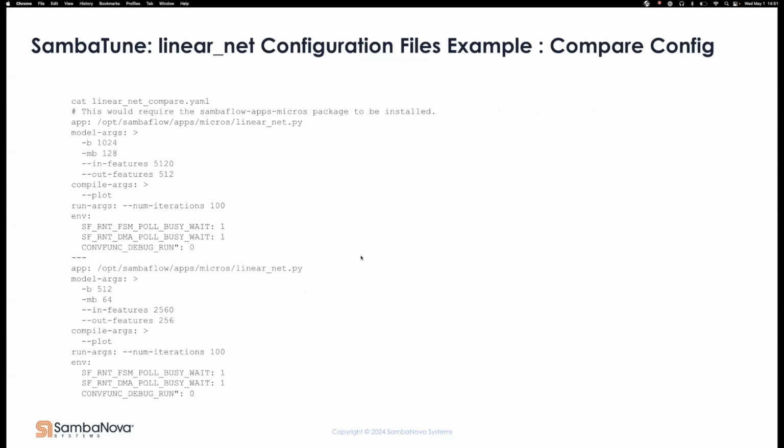Okay, here's a little bit more complex one. This one is actually doing a compare. All right, so this is effectively the same thing going against the linear net model, but it's going through and comparing different batch sizes, different mini batch sizes, different sizes for your input and output features, right? So effectively it's going to do 2 runs with these different options and give you outputs that you can go ahead and look at and compare and say, hey, which is the best way for me to run this model? And this is one that's probably utilized the most, especially if it's a new model that you're developing, it's the first time you've ported it over, you're running it on RDU for the first time, and you want to see, okay, what is really the most optimal way to go ahead and run this thing?